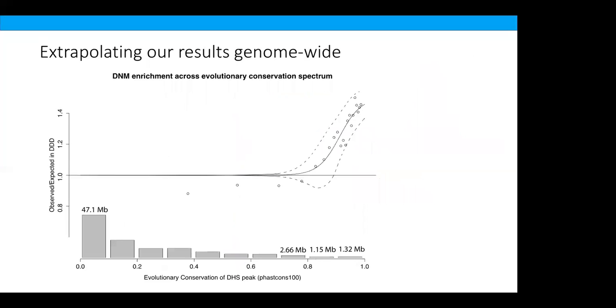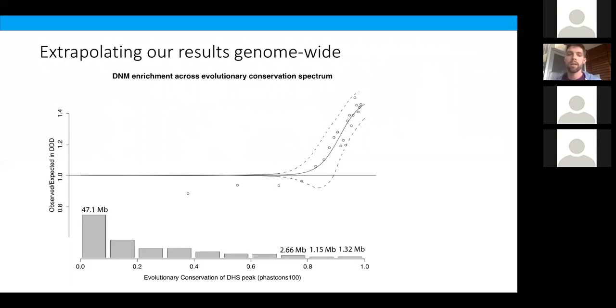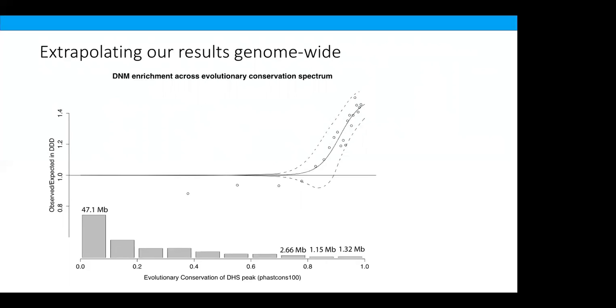So across the bottom of this plot here, you can think of it as the amount of real estate genome-wide at a given level of evolutionary conservation. The way this was generated was to take all of the high confidence DNase peaks in the fetal brain genome-wide and ask what their level of evolutionary conservation is. And so we've got about 47 megabase that's not particularly conserved at all, and a little over 5 megabase that is fairly reasonably conserved towards the top.